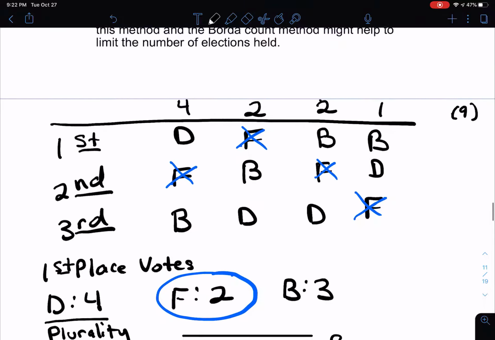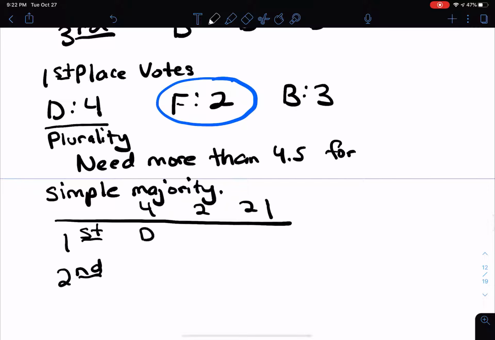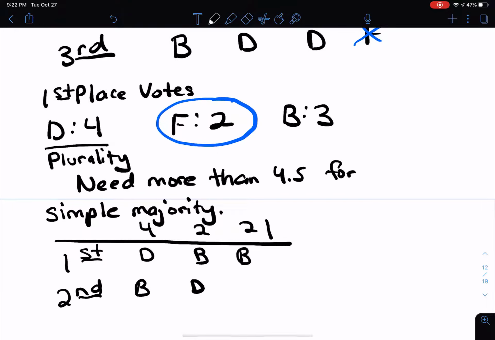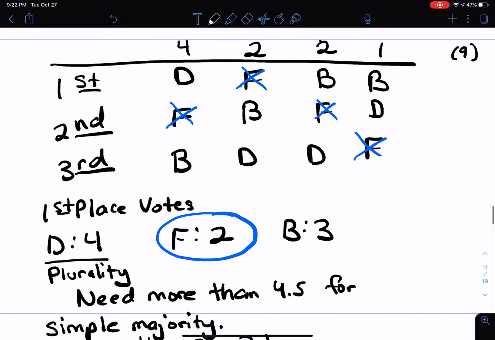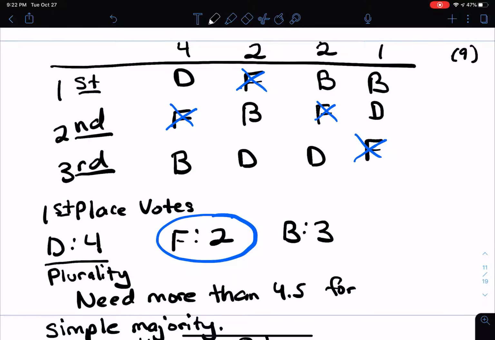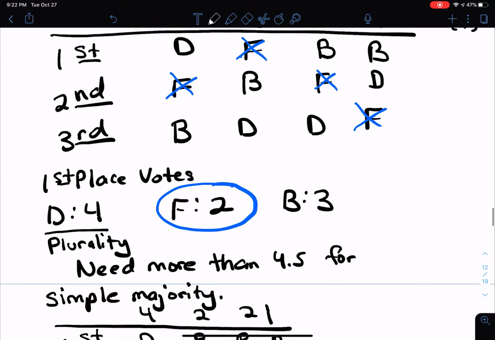So we had DB, BD, BD, BD. So we can clean this up a little bit, actually. Because once we take F out, B got bumped up. Everything got bumped up somewhere, except on the last column, nothing got bumped up. But still, it went DB, and then the rest of them went BD, BD.